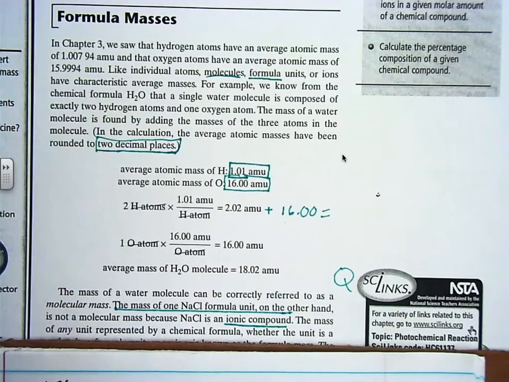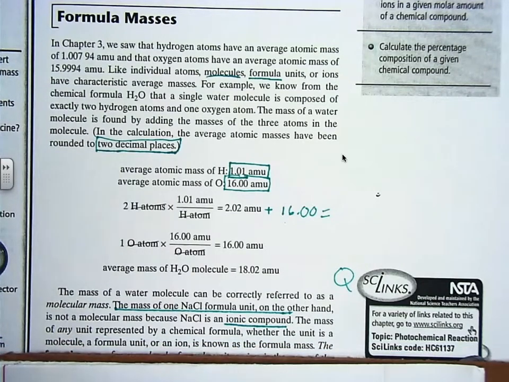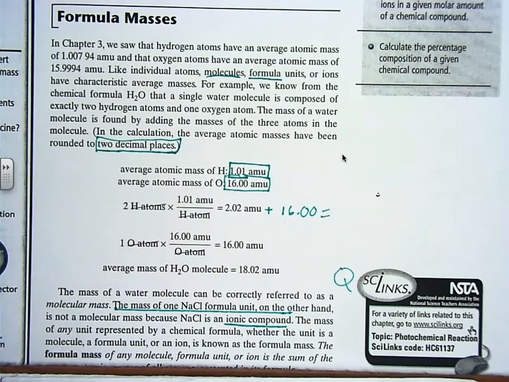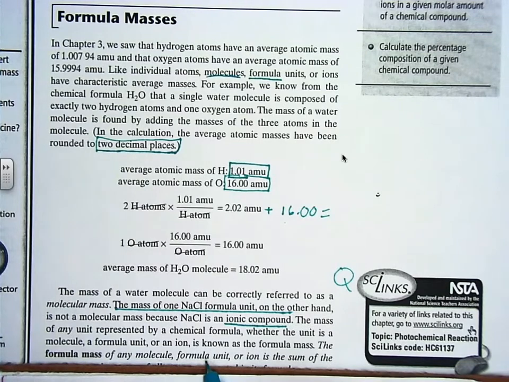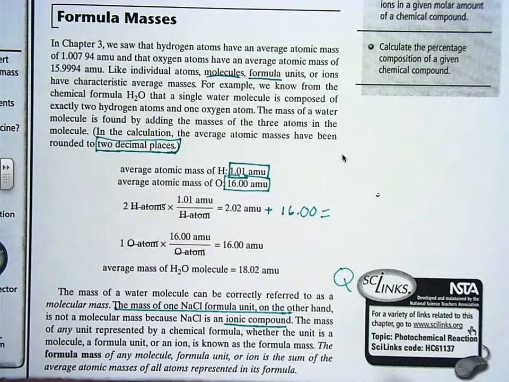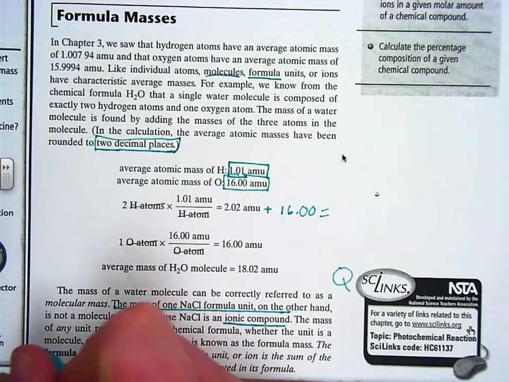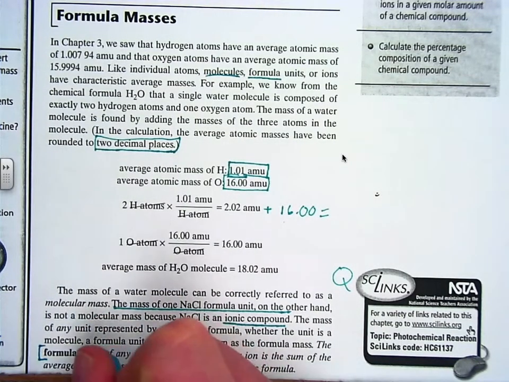The mass of any unit represented by a chemical formula, whether the unit is a molecule, a formula unit, or an ion, is known as the formula mass. The formula mass of any molecule, formula unit, or ion is the sum of the average atomic masses of all atoms represented in the formula. Vocab word.